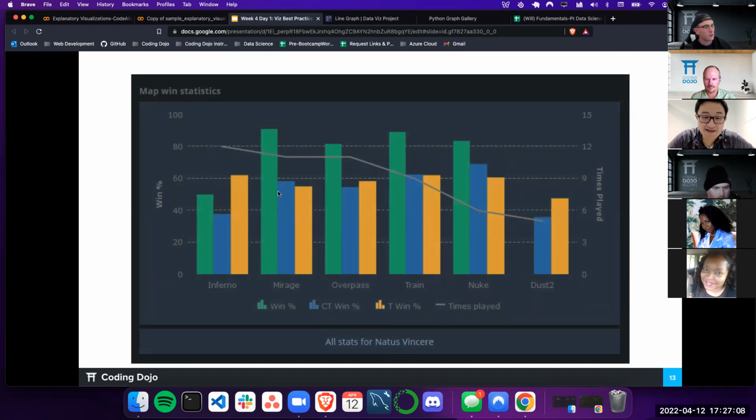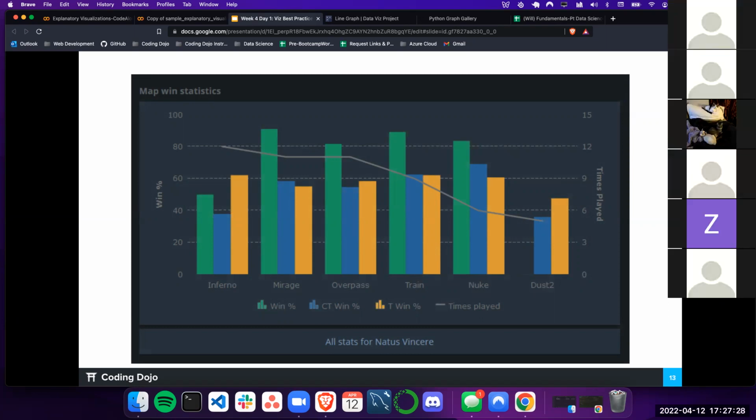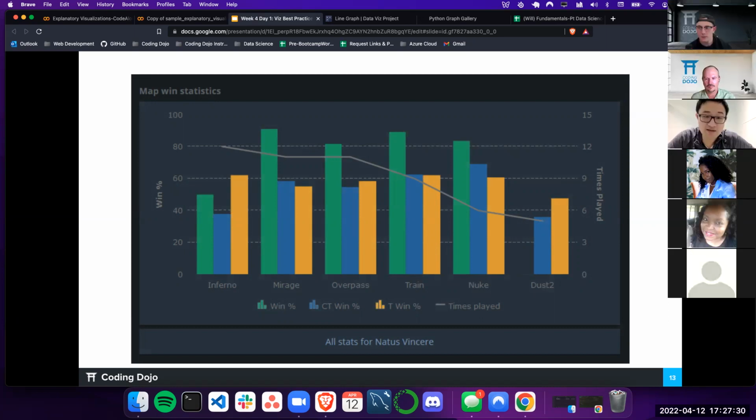Okay, out of the gates, what do we see here? What's going on? What's a way that this can improve? What do you guys think about this? The line is confusing. Okay, so it's a little bit confusing. Yeah, I don't know what it's following. Is it following specifically the green or blue or yellow bars, or is it the average of each, like Inferno, Mirage, Overpass? Yeah, exactly.